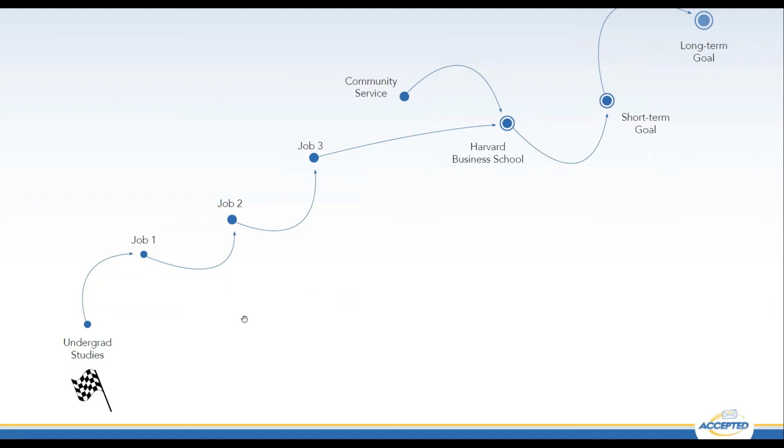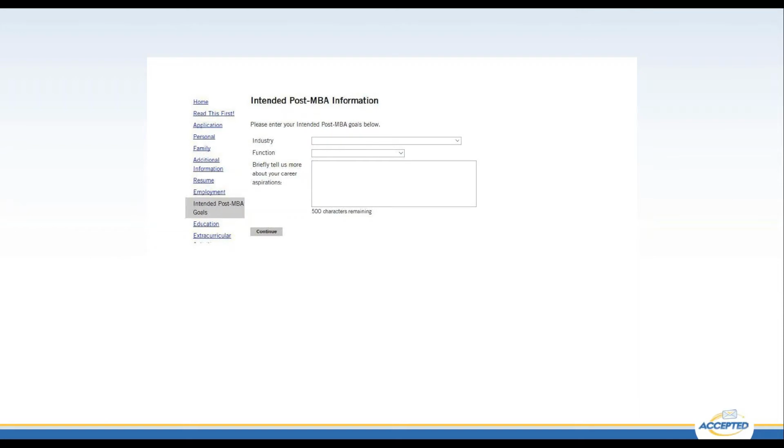Now, admissions at the end of the day should be able to connect the dots between where you've been, and by that I mean your undergrad studies, your professional experience, yes, your community service, what you're going to learn at Harvard Business School, and they have a really good idea of that, and your short-term goal and your long-term goal. For some of you, that's going to be really easy.